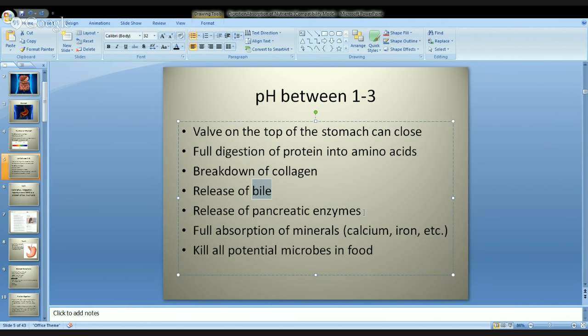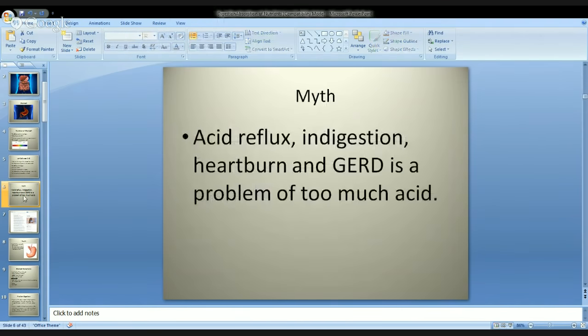Also, the last function of an acid pH is to kill all potential microbes. If these microbes are not killed in the stomach level, they can enter the rest of the intestine and infect you. So the myth of acid reflux, indigestion, heartburn, GERD is a problem of too much acid. No, it's actually not enough acid.